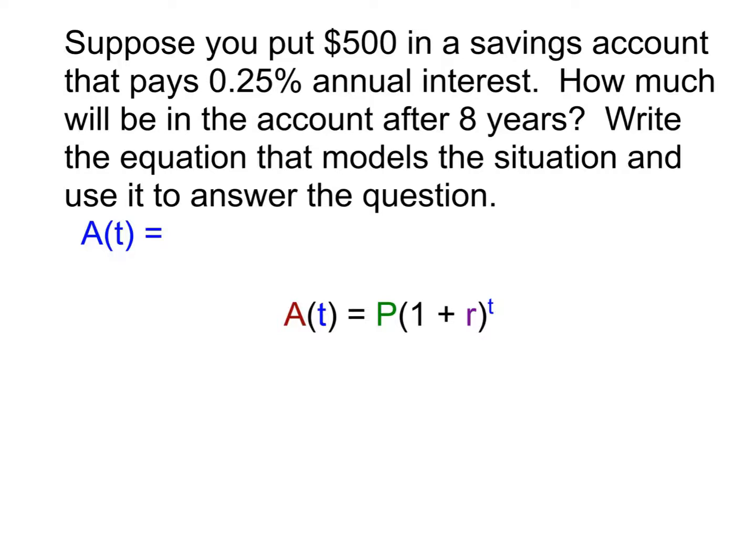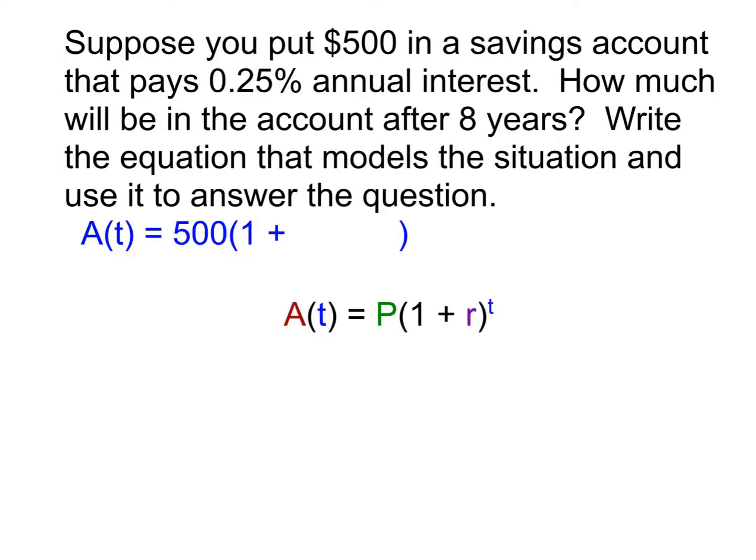A of t equals. Now the first thing I write after that is the p value. P stands for principal. That's a financial term that means what we start with. So what do we start with in this problem? 500. Yep. 500 is our principal. That's what we start with here. So then we do 500 and then the parentheses, the 1 plus the rate.